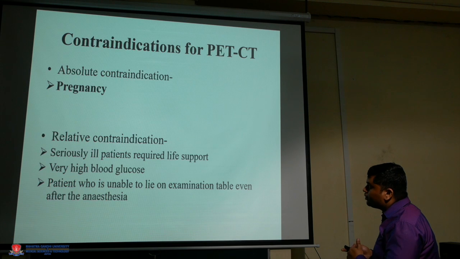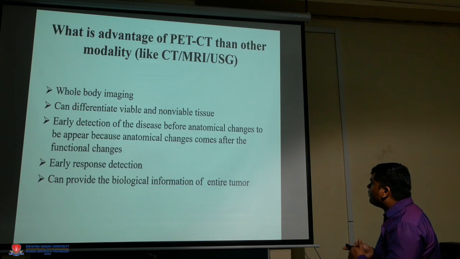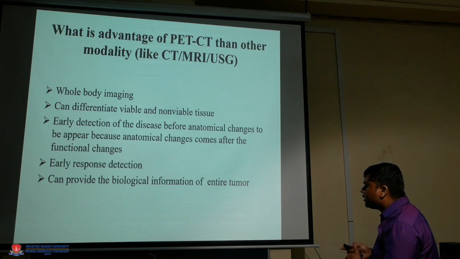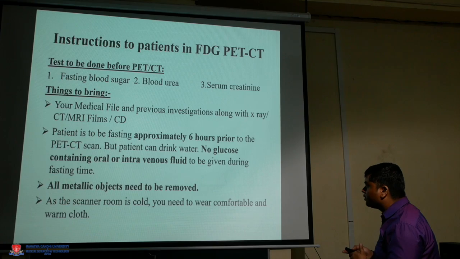The only absolute contraindication is pregnancy. What is the advantage of PET-CT over other modalities like CT, MRI, USG? It's a whole body imaging, and can differentiate viable and non-viable tissue. It helps in early detection of the disease before the anatomical change appears, because anatomical change comes after the functional changes. It's an early response detection and can provide the biological information of the entire tumor.